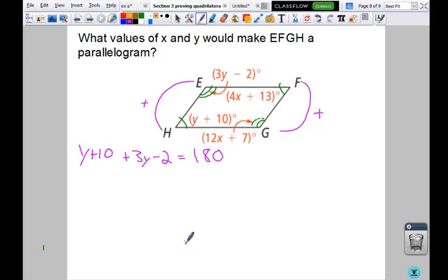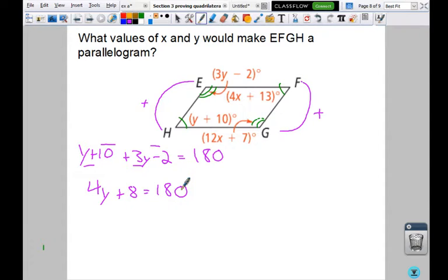Add the 3y and the y together. And what do you get? 4y. Yep, 4y. And then let's combine the 10 and the negative 2. And what do we get? 8. So I combine y and 3y to get 4y, 10 and negative 2 to get 8, plus 8 equals 180. Alright, now that I've combined my like terms, it's a lot closer.